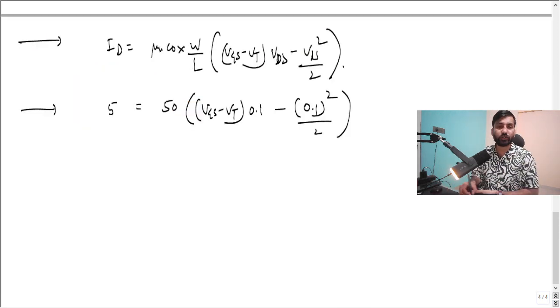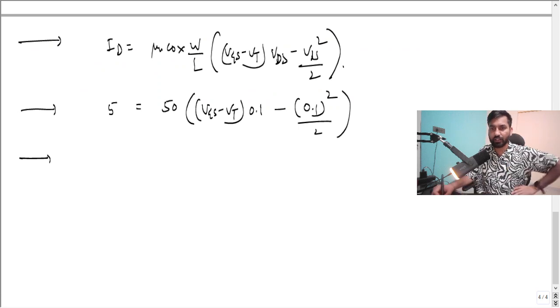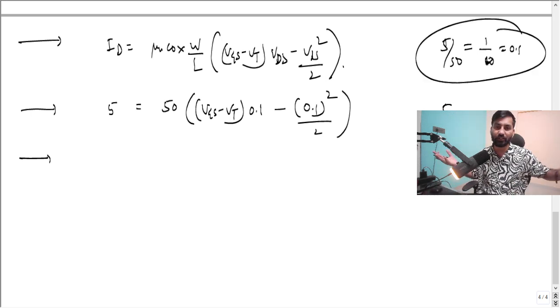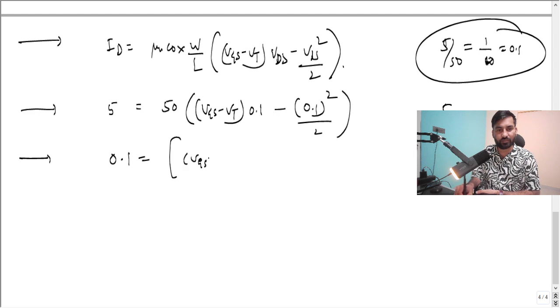Now you can take this 50 to the other side, so that is 5 by 50. What is 5 by 50, guys? 5 by 50 is nothing but 1 by 10, which is 0.1 only. You see, simple manipulation, 0.1. So if you write here 0.1, it is also having VGS minus VT.